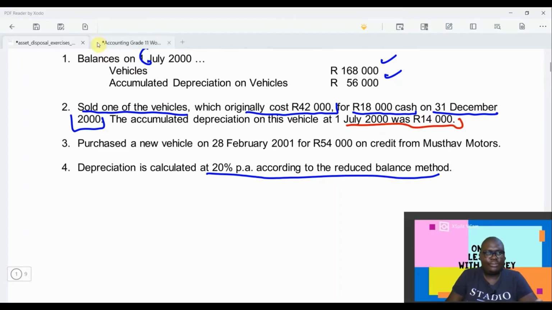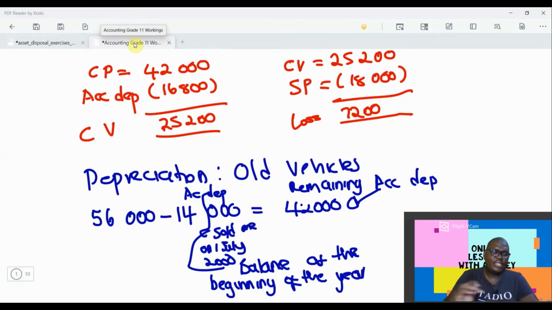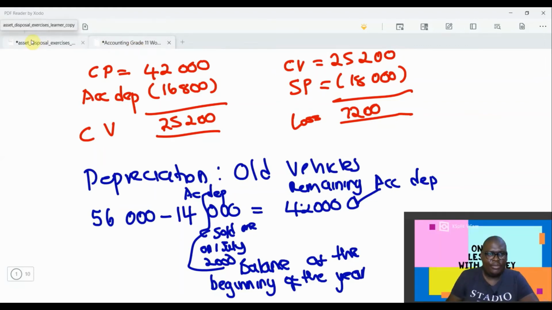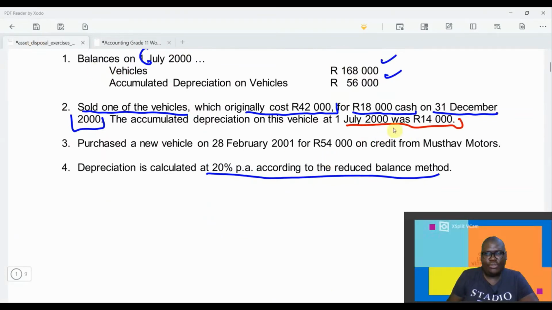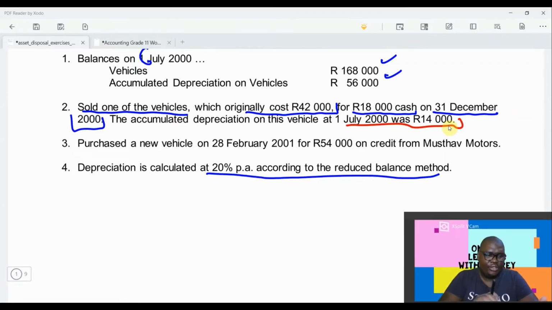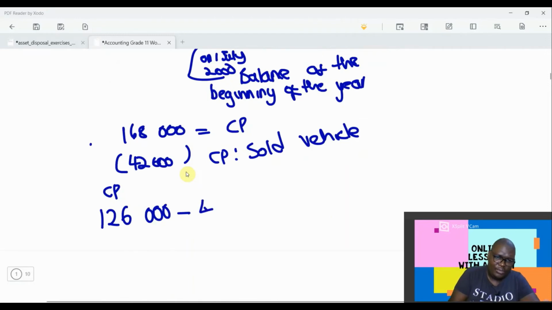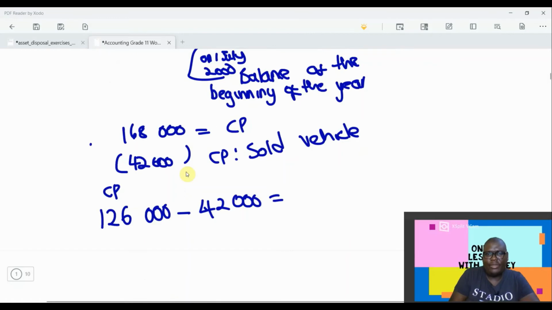But let's continue. So we know it's going to be 56,000 minus that 14,000 of the one that was sold. Now we minus that 14,000 so that we can get the accumulated depreciation of the vehicles that were remaining, which is 42,000. Then we're going to get our carrying value here.